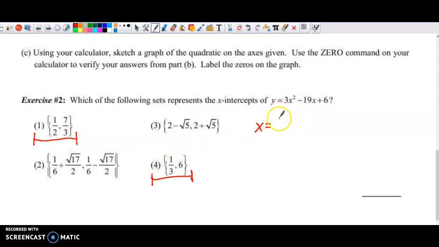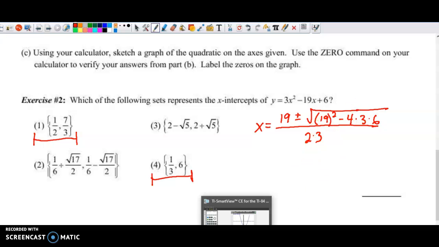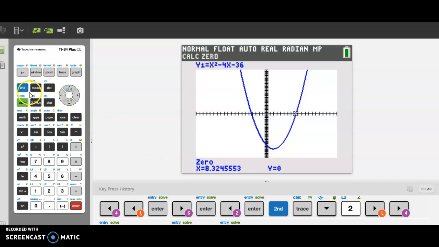But anyway, x equals negative b plus or minus the square root of b squared. Now notice that I like to drop the negative when I square, because whether you square a positive or a negative, you're going to get a positive answer there. So 4 times 3 times 6, all over 2a, so 2 times 3. That's the quadratic formula.